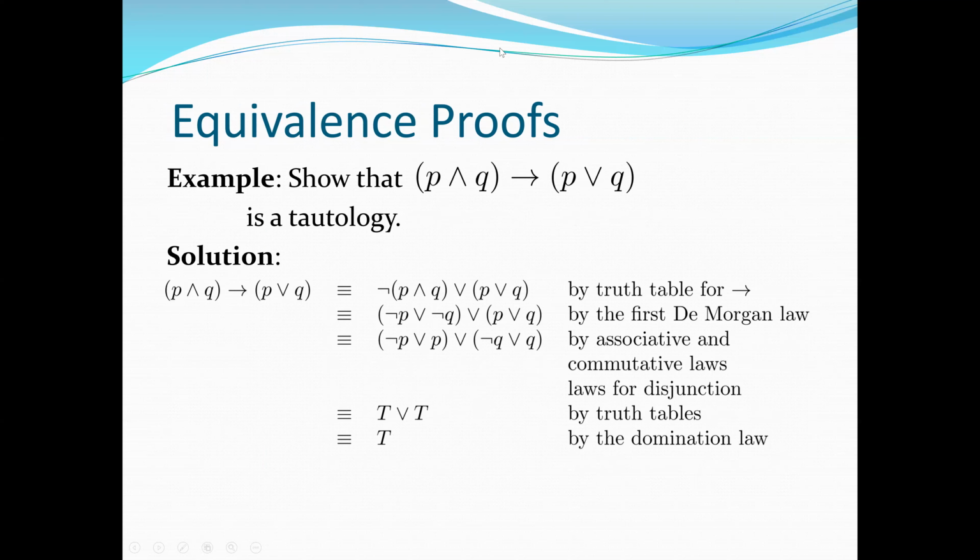So this is another example. We have (P and Q) implies (P or Q). Now we want to prove that this is true. True means it is a tautology. So based on the truth table, we can get not (P and Q) or P or Q.